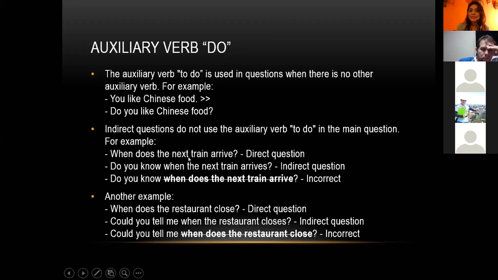when does the next train arrive? The first thing you have to do is to say, okay, so this is simple present. My direct question. Okay, step number two, when I switch it to indirect, I have to start my question with a polite expression. Do you know, can you tell me, could you tell me, whatever, all right? So that's my first part. In this case, we're using do you know.